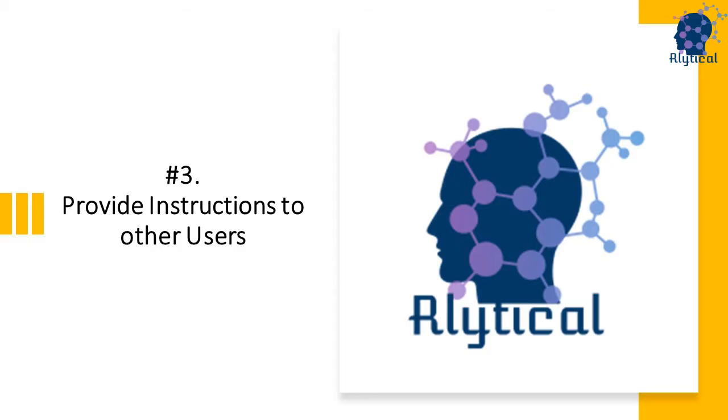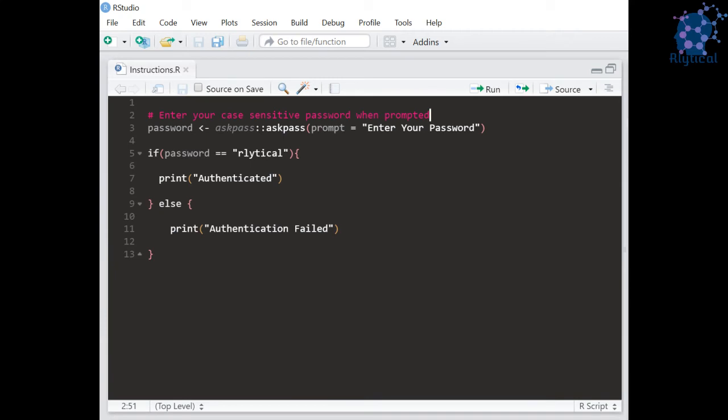The third application, and one that I personally use a lot, is to use comments to provide instructions to other users. Imagine handing over a very long script to a fellow colleague or a client. But without proper instructions, your client or colleague will have a tough time figuring out how the script is supposed to be operated. This is where comments allow us to enter clear and easy to understand instructions.